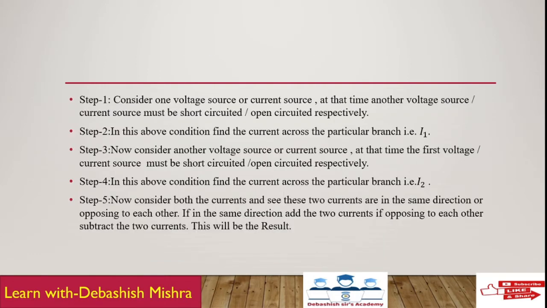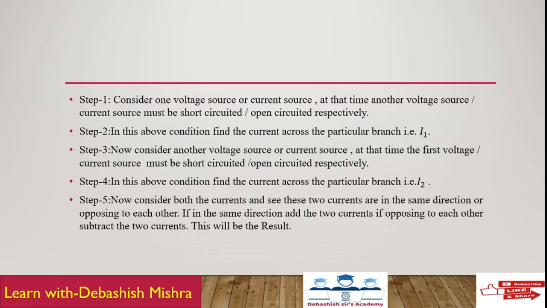So in step 1, consider one voltage source or current source, and at that time the other voltage source or current source must be short circuited or open circuited. Remember this point: voltage source is always short circuited, current source is always open circuited. In step 2, in this condition, find the current across the particular branch, that is I1.